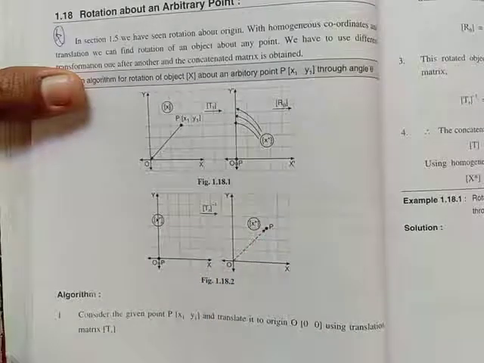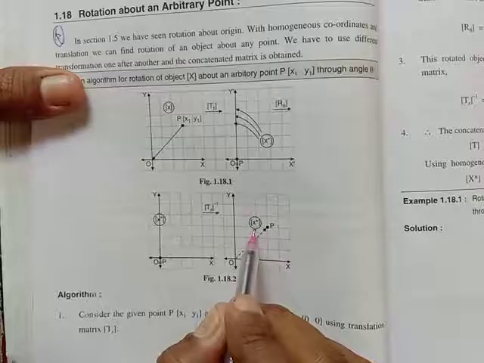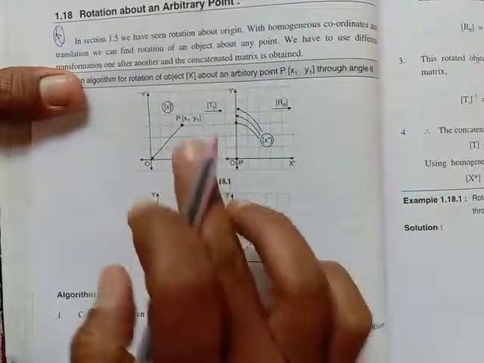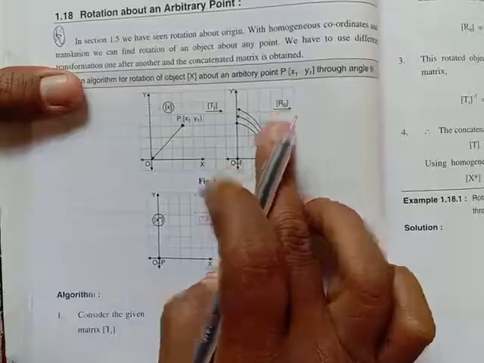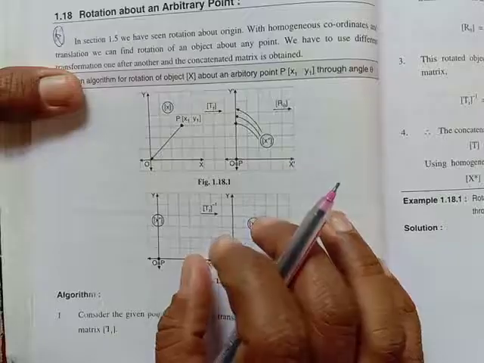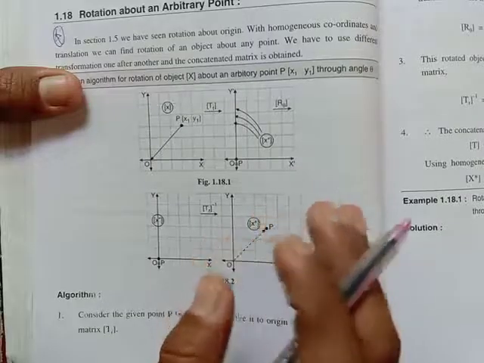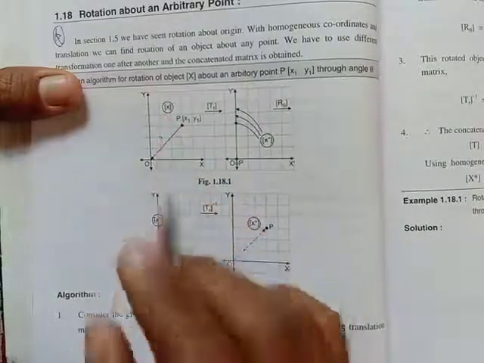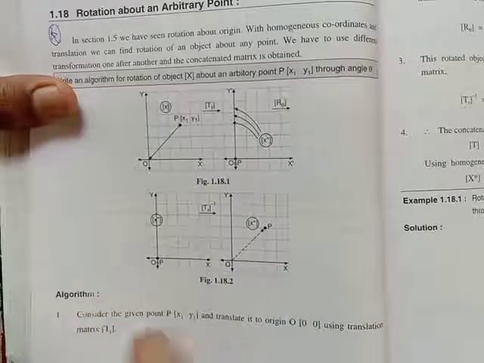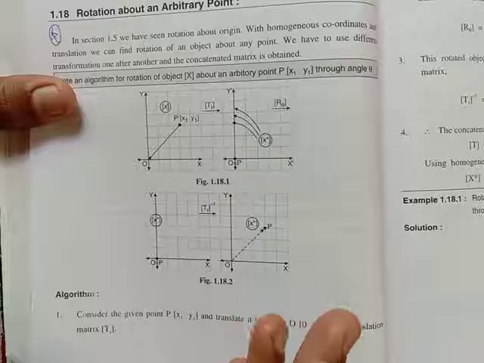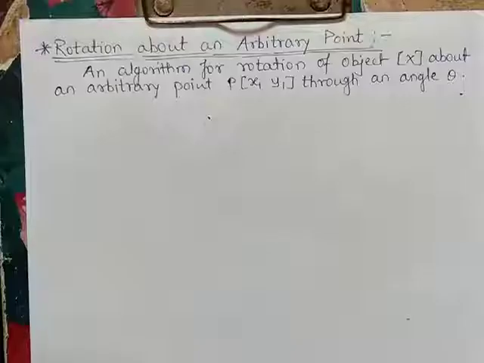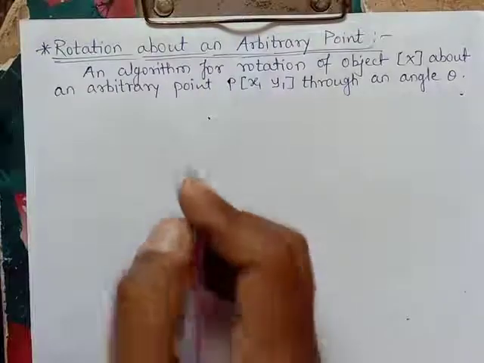Okay. As such, the matrix of transformation will be obtained with these combined transformations: translation, rotation, and then inverse translation. Using that, the concatenated transformation matrix will be obtained and applied on x. We will get the new position or the new object, which was obtained after rotation about this point P. So now let's write the steps of the algorithm.